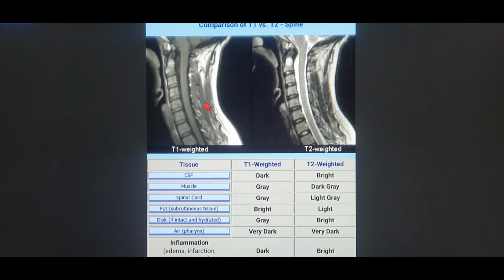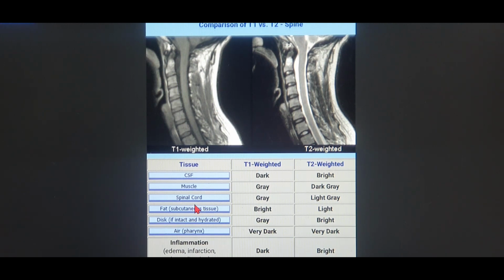This is also one more photograph which can help you if you are going for the MRI of a neck, because the ENT surgeons are also head and neck surgeons, so they may go for a neck MRI. In that case, the T1 and T2 are going to appear like that. The CSF, the muscle, the spinal cord, the fat, the disc, the air, they are going to appear as shown on this photograph over here. The inflammation, as said, is going to be dark on T1, and T2 is going to show a bright one. So you're going to have a screenshot of this as well.